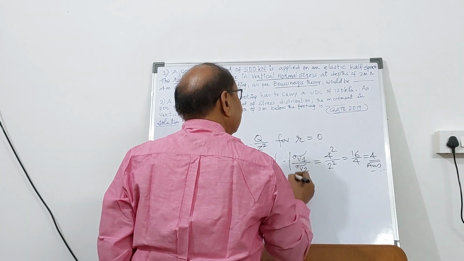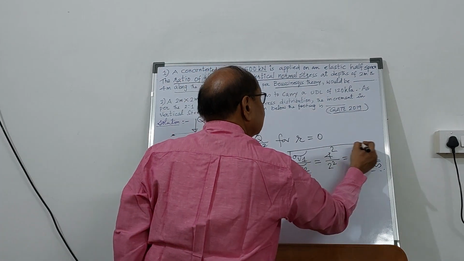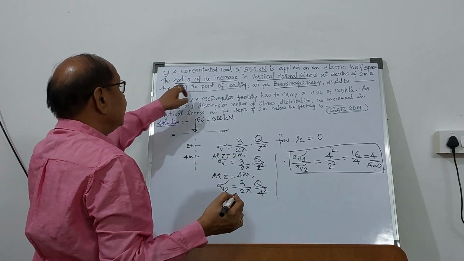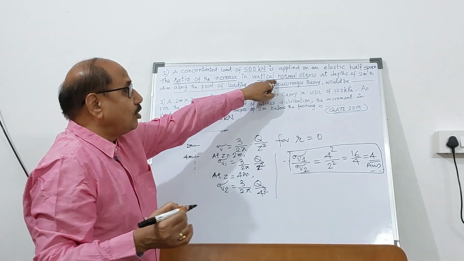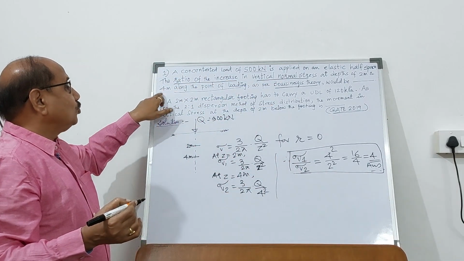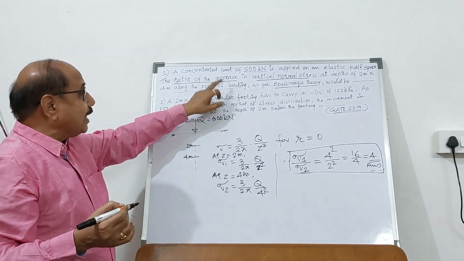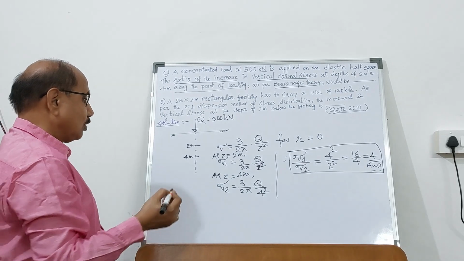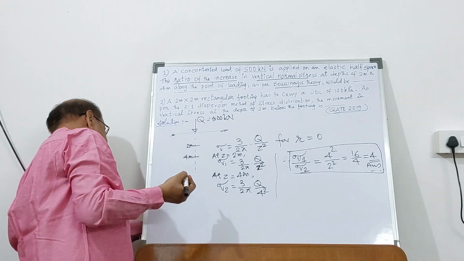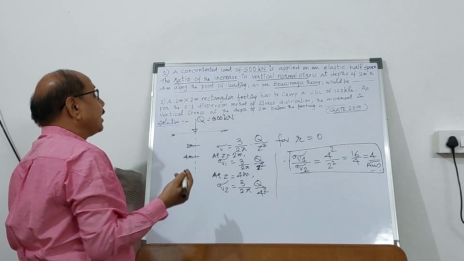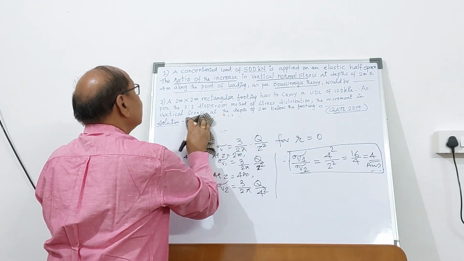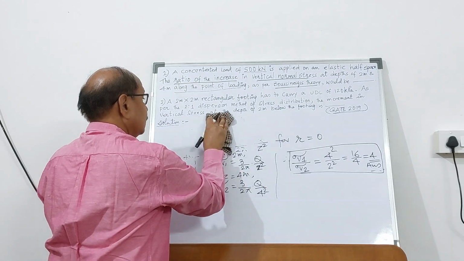So sigma v1 upon sigma v2, this is the ratio of increase in vertical normal stress of 2 meter and 4 meter on the axis of loading or along the axis of loading. So as per Boussinesq theory, the simpler way we can calculate it. So this is the part 1. This is the solution of question 1.